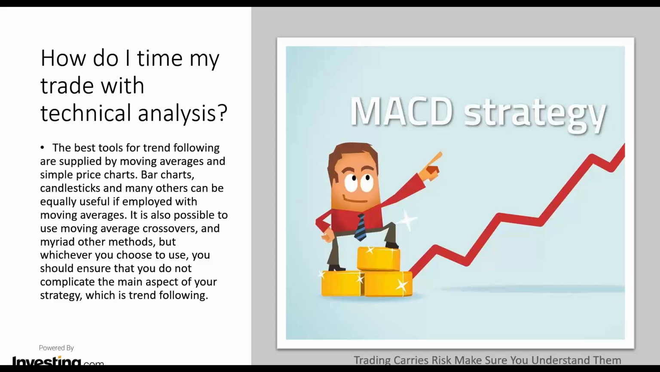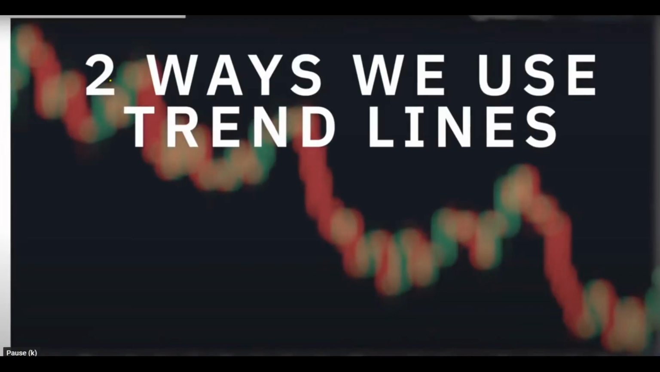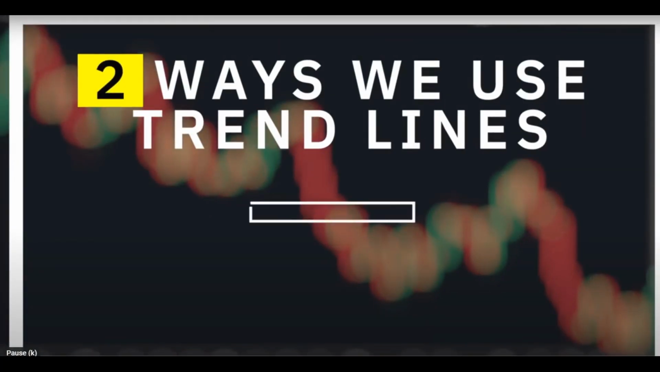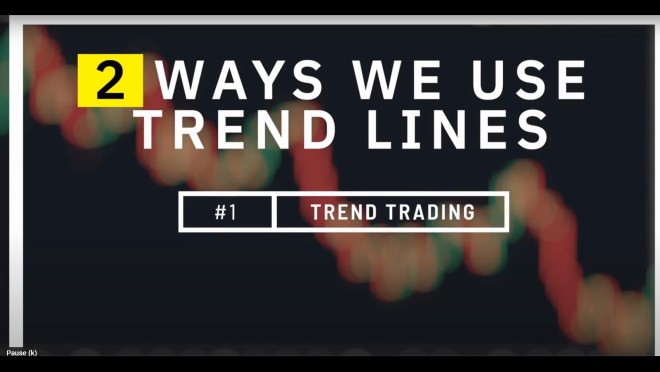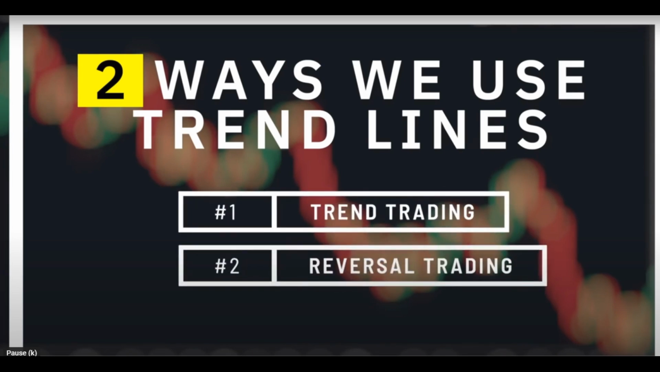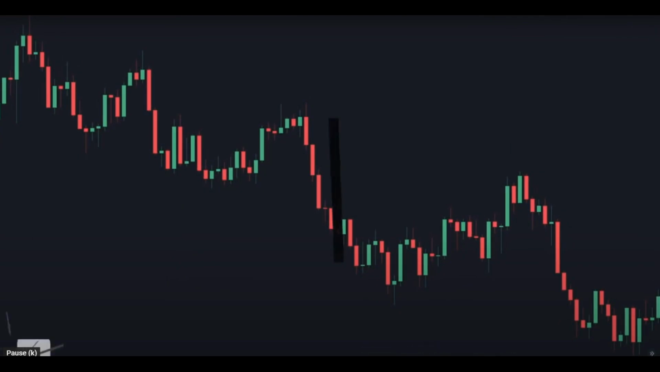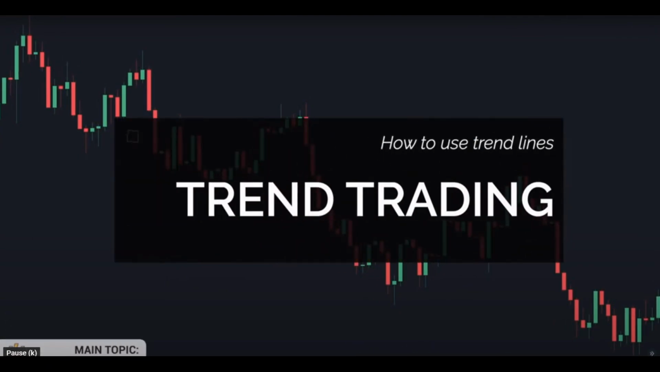that might show you this and help define it a little bit better. With price action in two key ways. The first is for trend trading, and the second is for reversal trading. Let's start with the first, which is trend trading with trend lines.